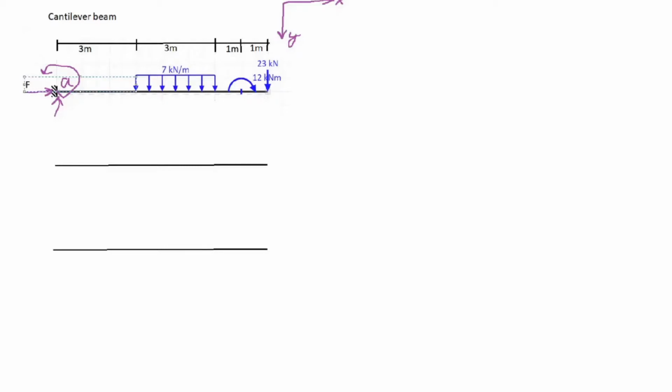The horizontal reaction force Fxa will be equal to 0 because we have no other horizontal forces reacting on this beam. The second unknown is Fya, and the third unknown is the reaction moment Ma. And we'll start with calculating the reaction force Fya.